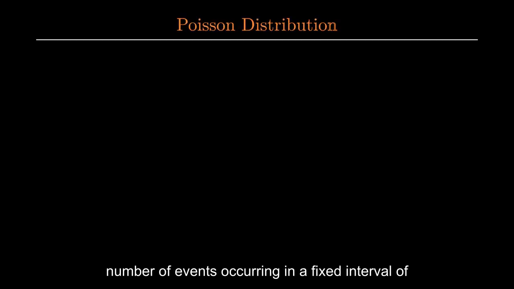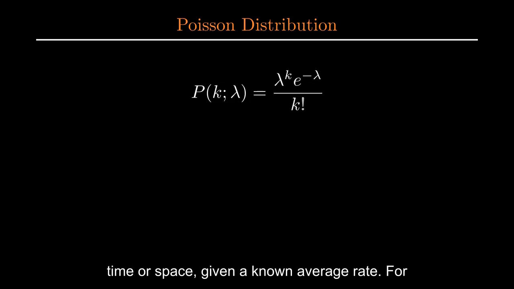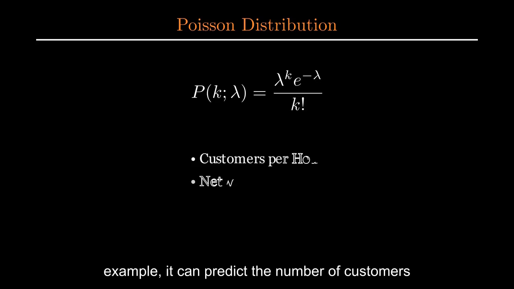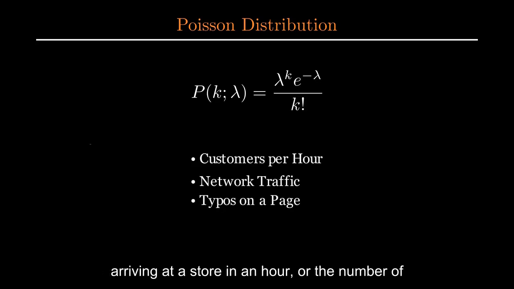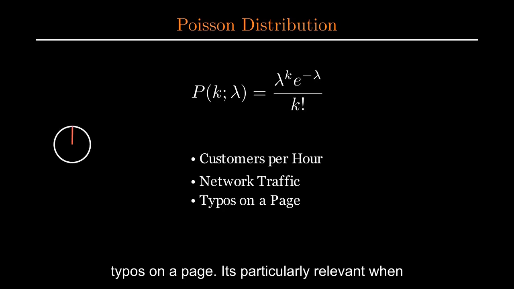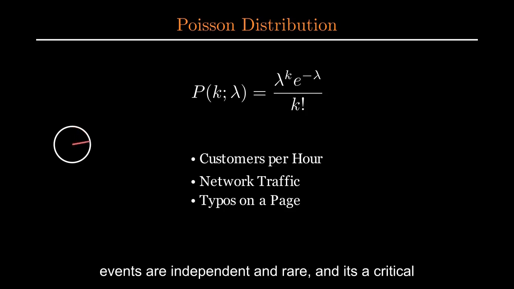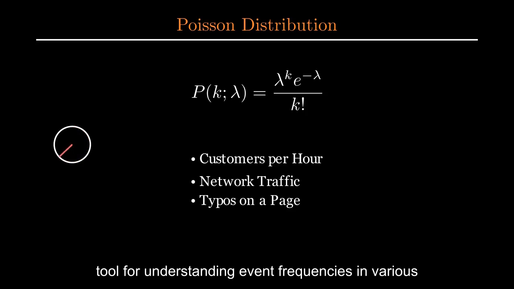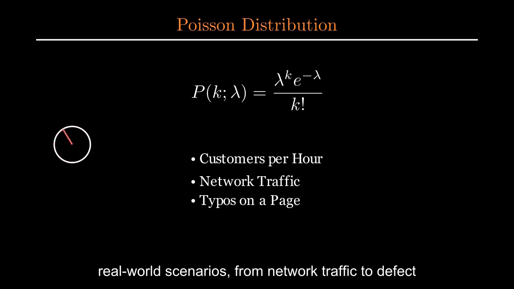The Poisson distribution helps us model the number of events occurring in a fixed interval of time or space, given a known average rate. For example, it can predict the number of customers arriving at a store in an hour, or the number of typos on a page. It's particularly relevant when events are independent and rare, and it's a critical tool for understanding event frequencies in various real-world scenarios, from network traffic to defect rates.